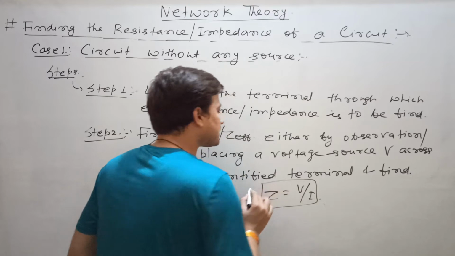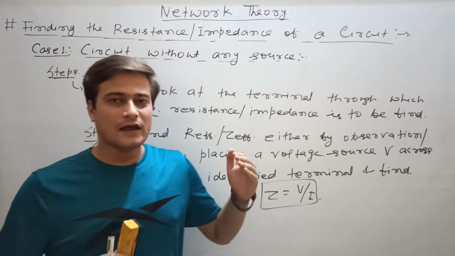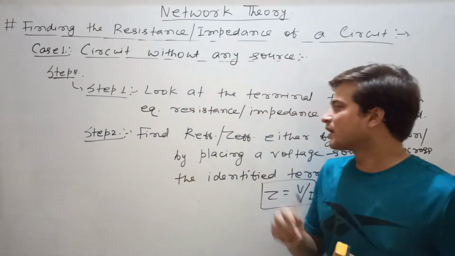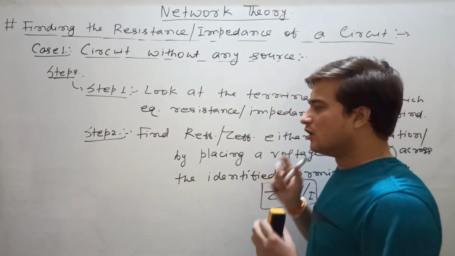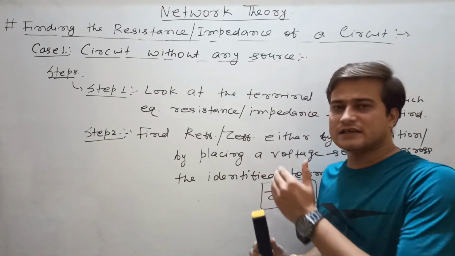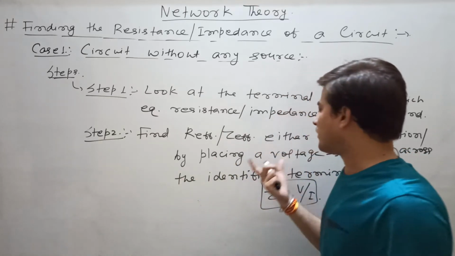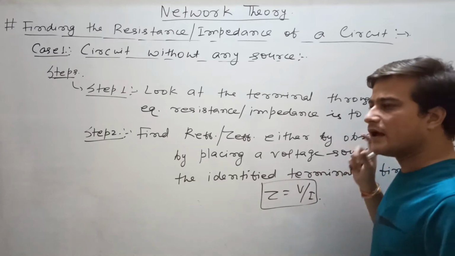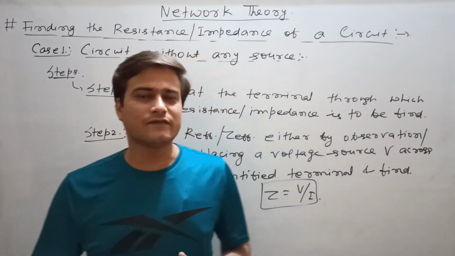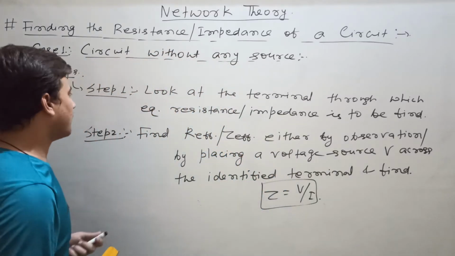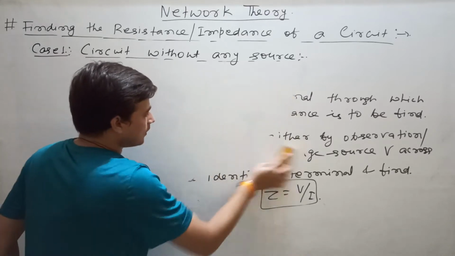So the first step is you will identify the terminal through which you have to find equivalent resistance or equivalent impedance. Second, to find the equivalent impedance, what will you have to do? First, we can find the equivalent resistance either by observation, or if not, then we will put a voltage source across the terminal and find V by I. From there we can easily find Z effective or R effective. So let us discuss one question on this topic.